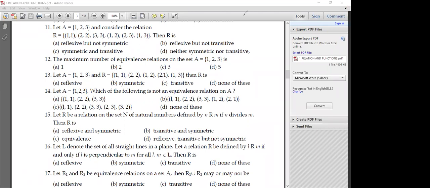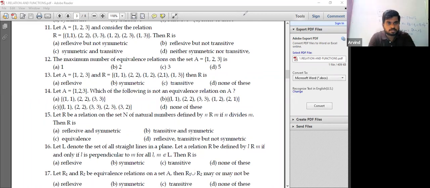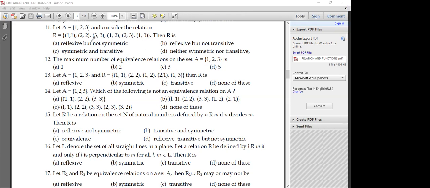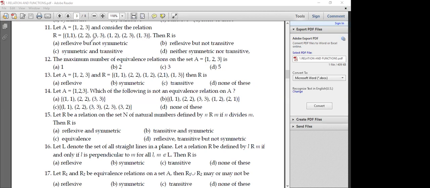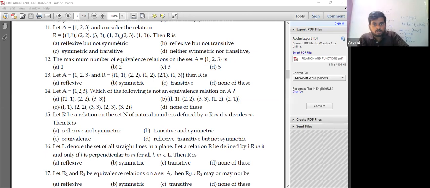So symmetric and transitive. Sir, reflexive and transitive. Okay, why different answers? Sir, option A. Reflexive and transitive. Option A, reflexive but not symmetric. Okay, option A, sir. Okay, so let's check it out.